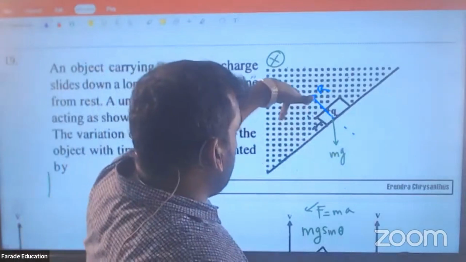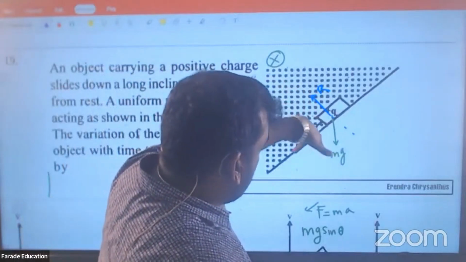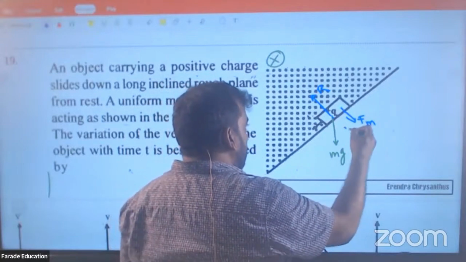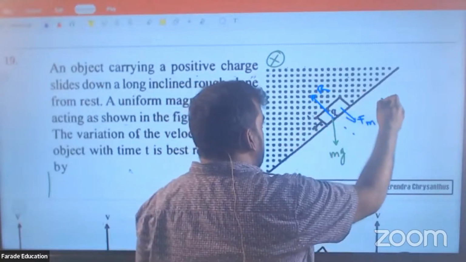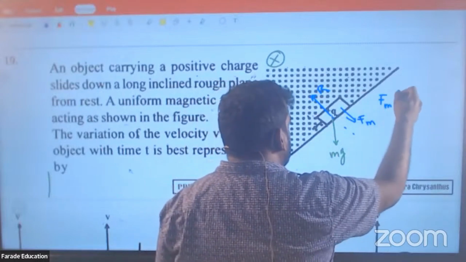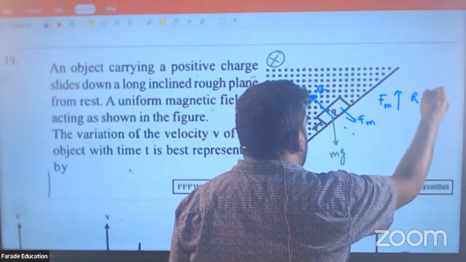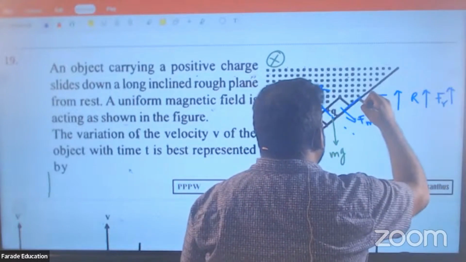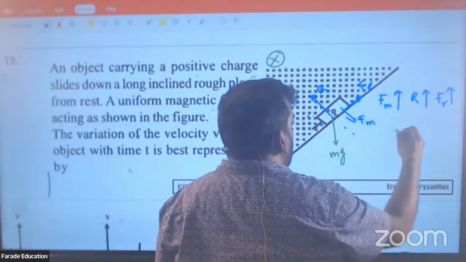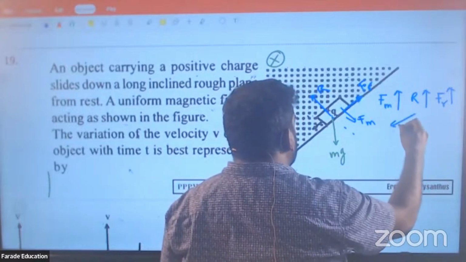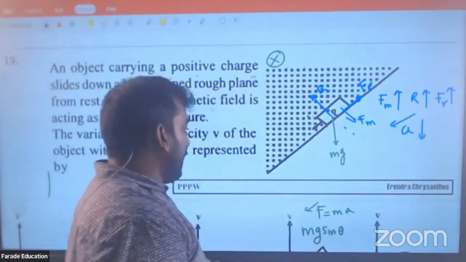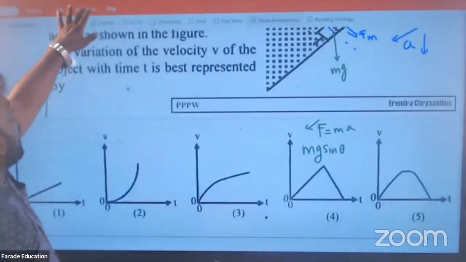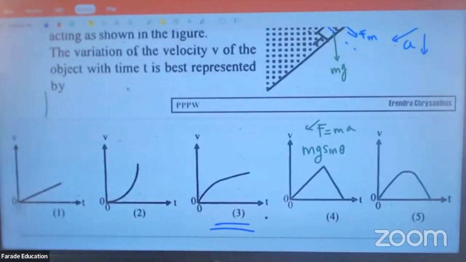Fleming's left hand rule: field, positive charge, current, force. Magnetic force will increase. Coming down, velocity increases, so magnetic force increases. Magnetic force increases, normal reaction increases. Normal reaction increases, friction will increase. When friction increases, acceleration down the plane will reduce. Acceleration down the plane reducing is given correctly by answer number 3.